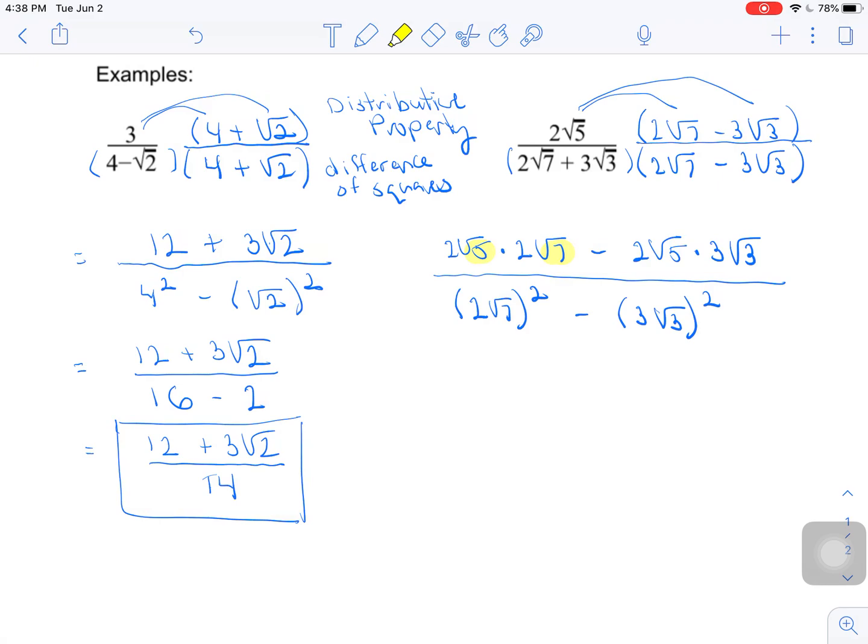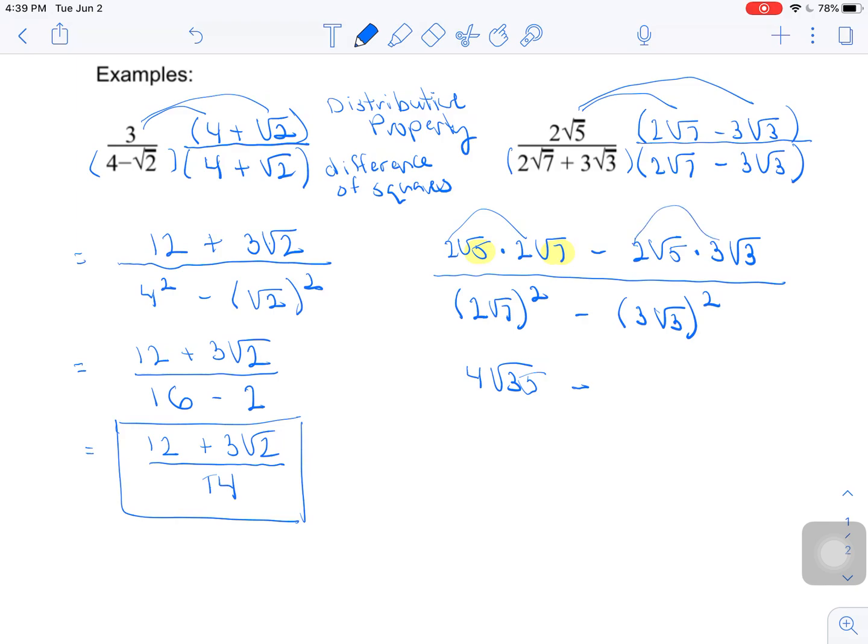And instead of saying square root of 5 times square root of 7, we could just say square root of 35. And we can also multiply the 2's together on the outside. So that would turn this into 4 times the square root of 35, which is much nicer to look at.